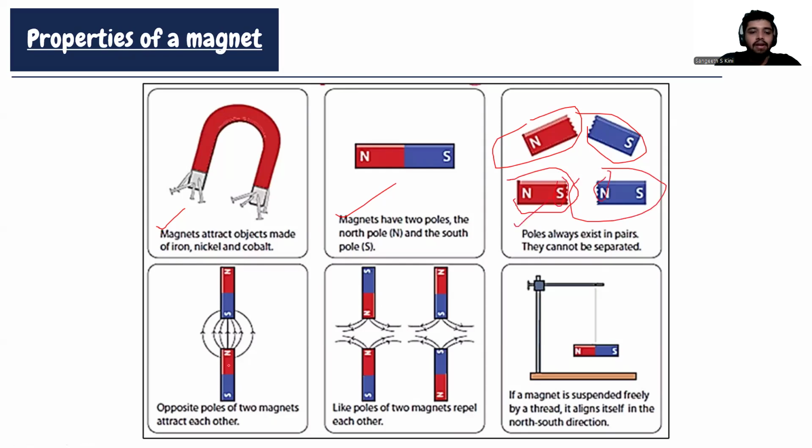Opposite poles of the magnet attract each other. That is, north and south attract each other. The next property is that like poles of two magnets repel. Do you see it? Like poles, that is north and north, or south and south, repel. If a magnet is suspended freely by a thread, it aligns itself in the north-south direction. That we have already discussed.